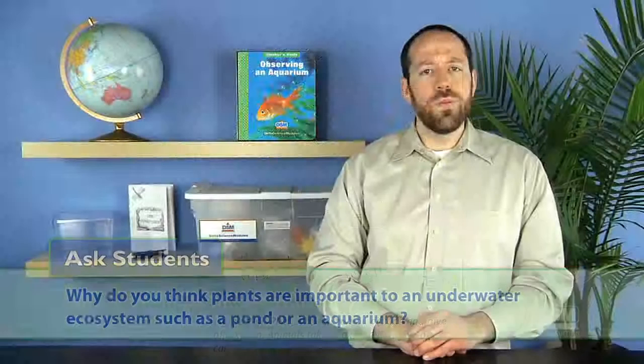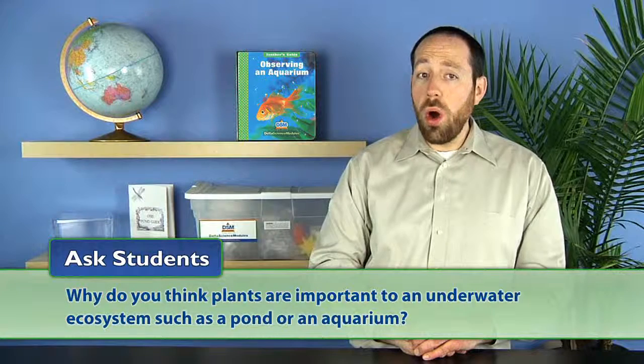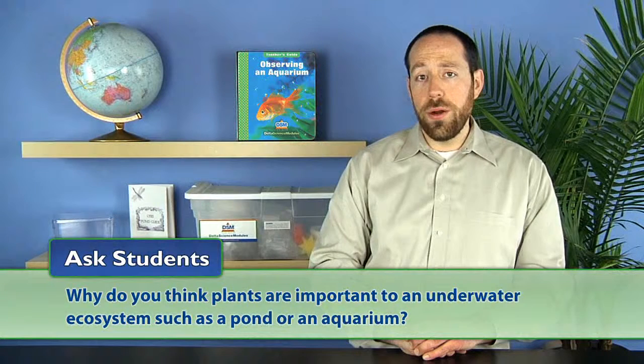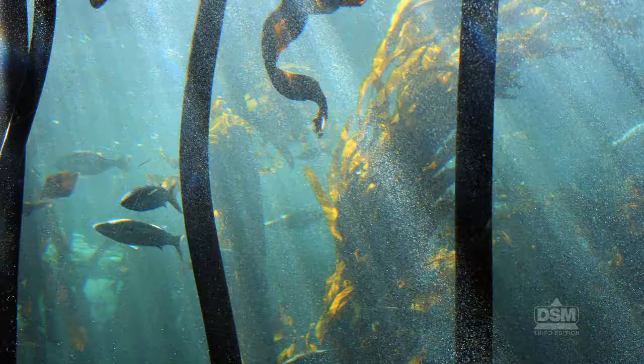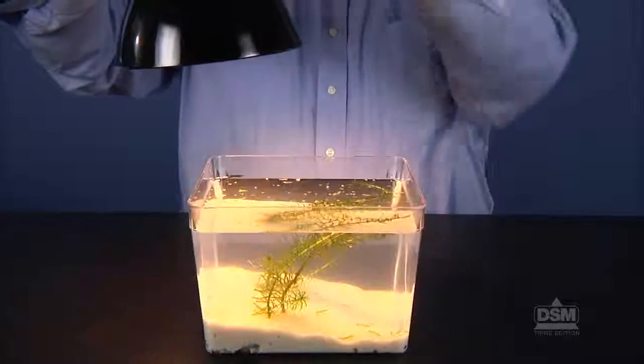Ask students, why do you think plants are important to an underwater ecosystem, such as a pond or an aquarium? Students may say that, like land plants, water plants provide food and shelter. Explain that even fish breathe oxygen that is dissolved in water. Water plants give off oxygen for the fish to breathe and take in carbon dioxide that the fish produce. Have students return the aquariums to their storage area, then turn on the aquarium light.